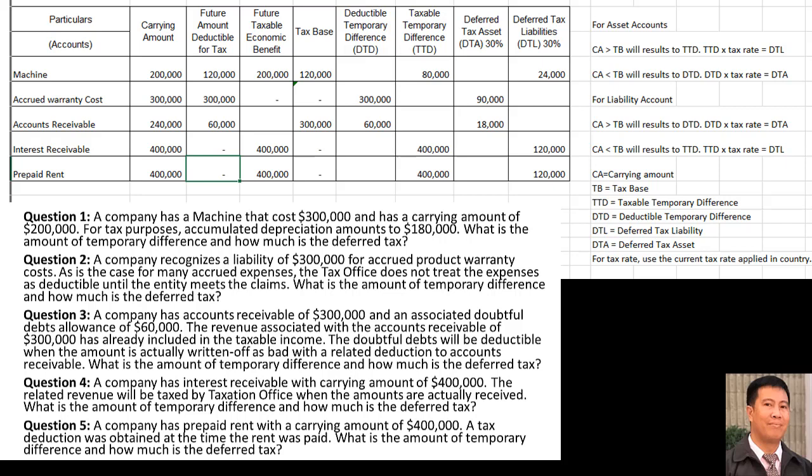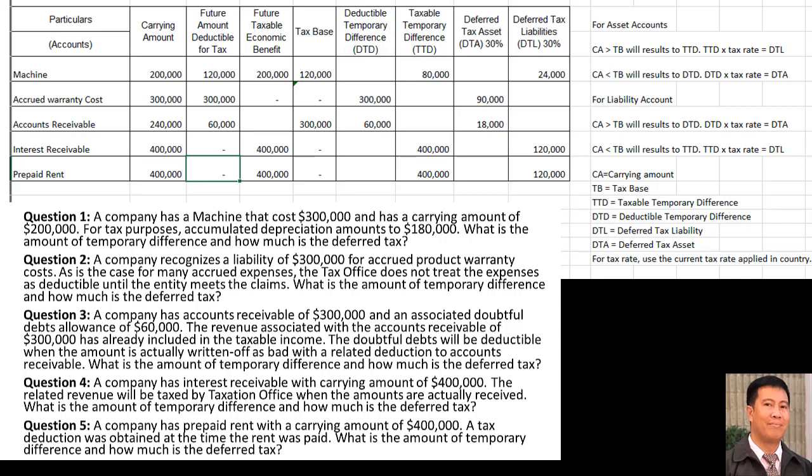Alright, so the carrying amount is greater than the tax base, right? The difference between these two results in a taxable temporary difference. If you multiply it by the tax rate of 30%, that will be under deferred tax liability, $120,000. Okay? Alright, question number 5.